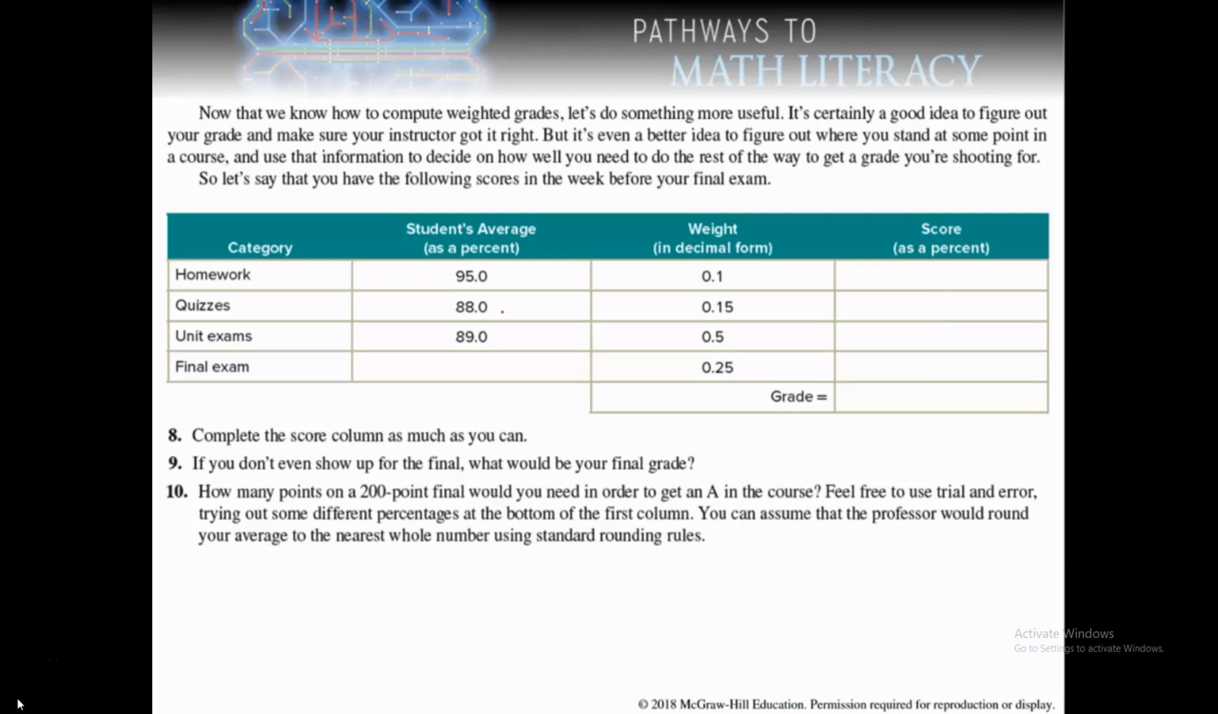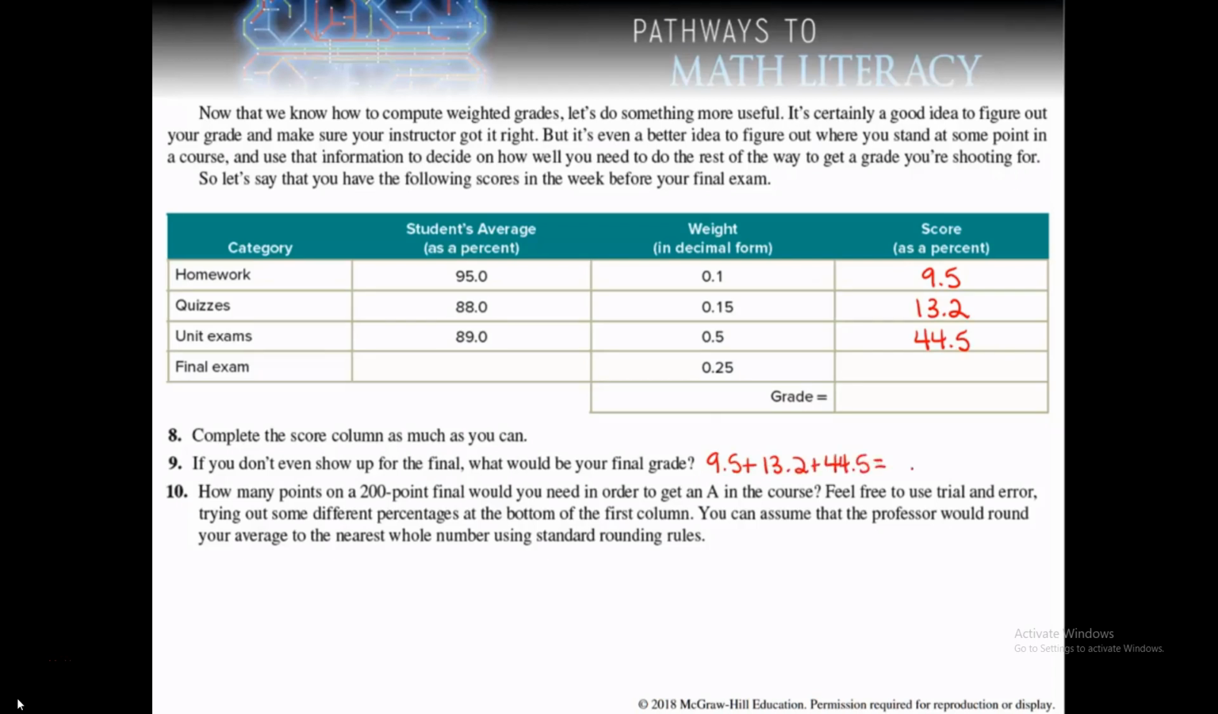And for quizzes, 88 times 0.15 gives us 13.2. And for unit exams, 89 times 0.5 gives us 44.5. And that's about all we can do. In 9, if you don't show up for the final, what will be your final grade? Well, you need to add together those 3. So we'll add together 9.5 plus 13.2 plus 44.5, and that gives us 67.2%, which is a D.